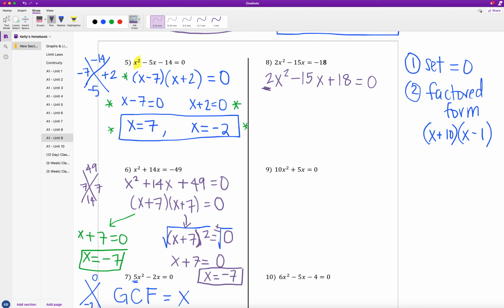Why don't you guys pause the video and factor 2x squared minus 15x plus 18 on your own first. Okay, let's check this together.